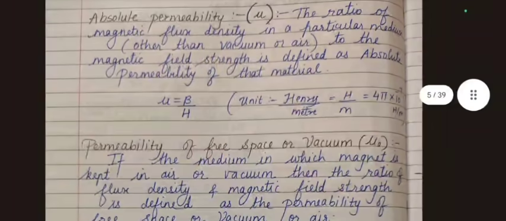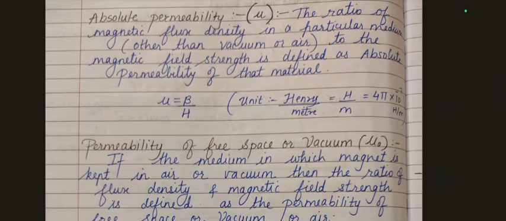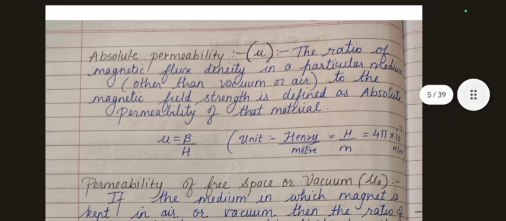Let us see what is absolute permeability. It is denoted by mu, and it is the ratio of magnetic flux density, which we denote by B, in a particular medium other than vacuum or air, because if it is vacuum or air, it will become the permeability of free space or vacuum. So remember, the ratio of magnetic flux density in a particular medium to the magnetic field strength is defined as the absolute permeability of that material. Now instead of learning and reciting this definition, just remember the formula and you can write the definition on your own.